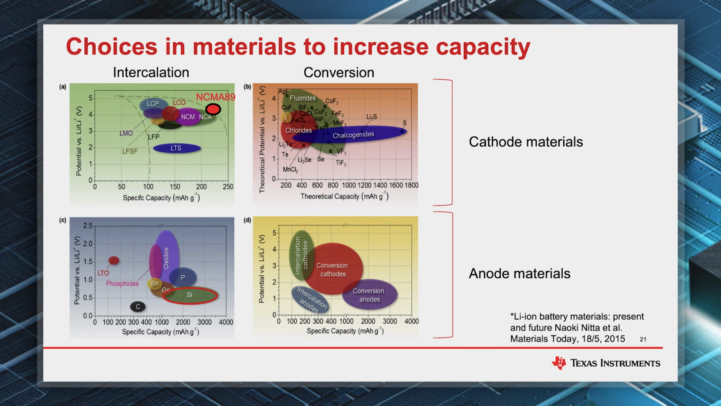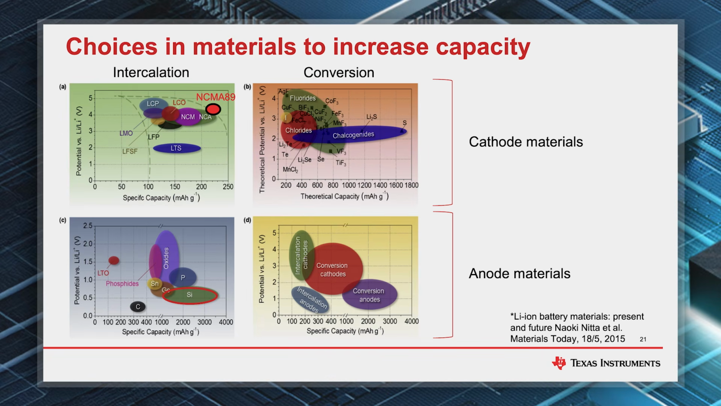For conversion materials, when you insert lithium, it actually breaks the structure and forms a new chemical material. And that is why, so far, there has been no real stable battery developed with these materials. Conversion materials could be fluorides, chlorides, and chalcogenides, but one big advantage of them is they give you a much higher energy density. So with conversion materials, you could increase energy density by about 10x.